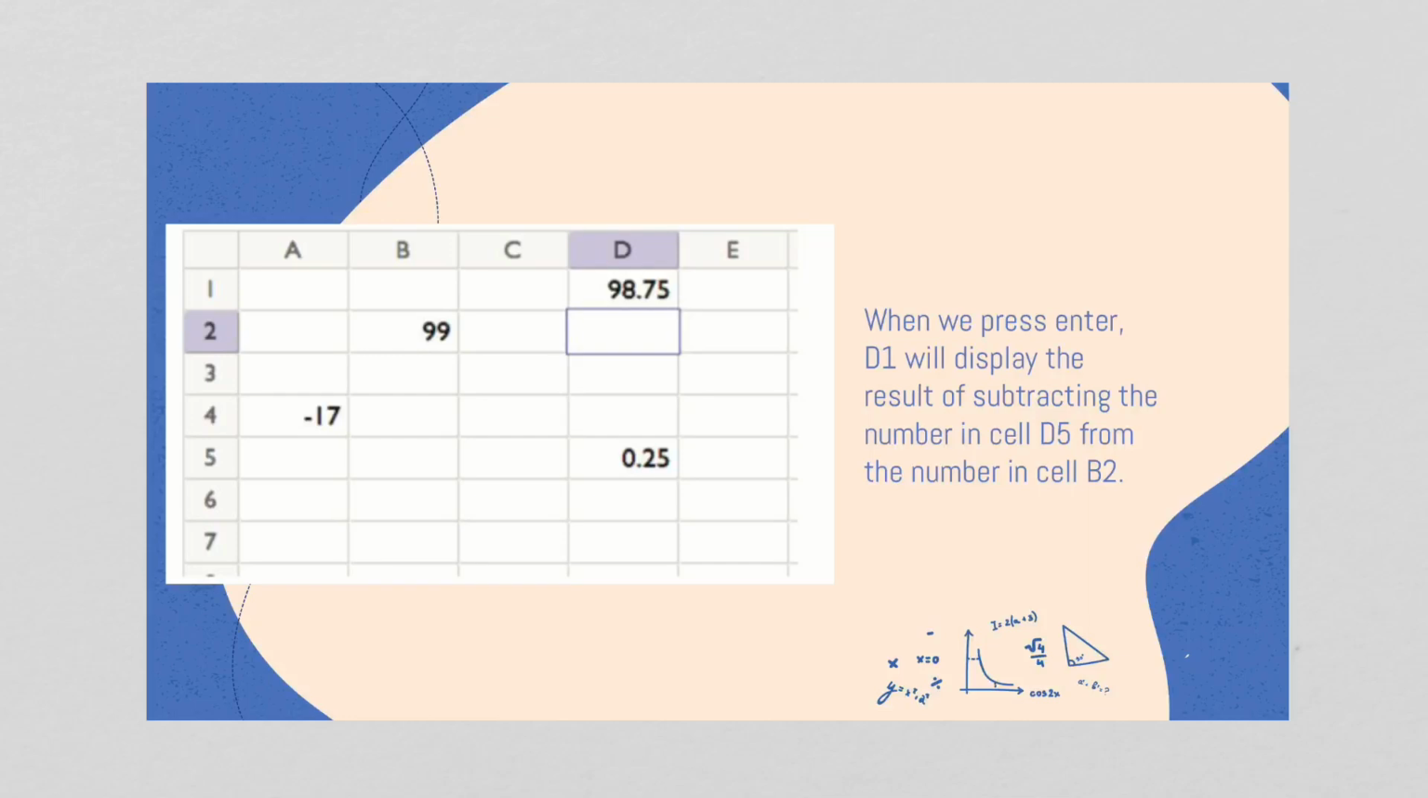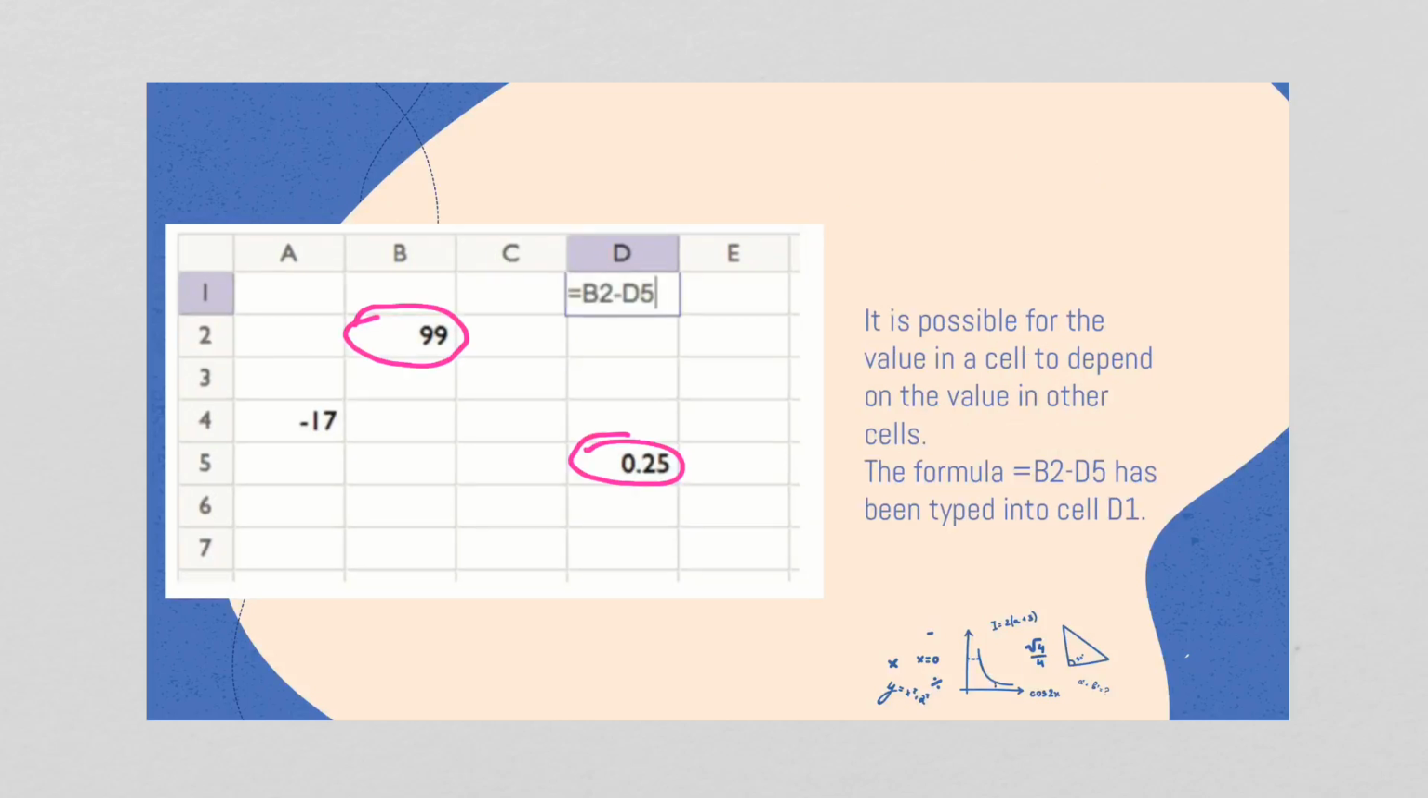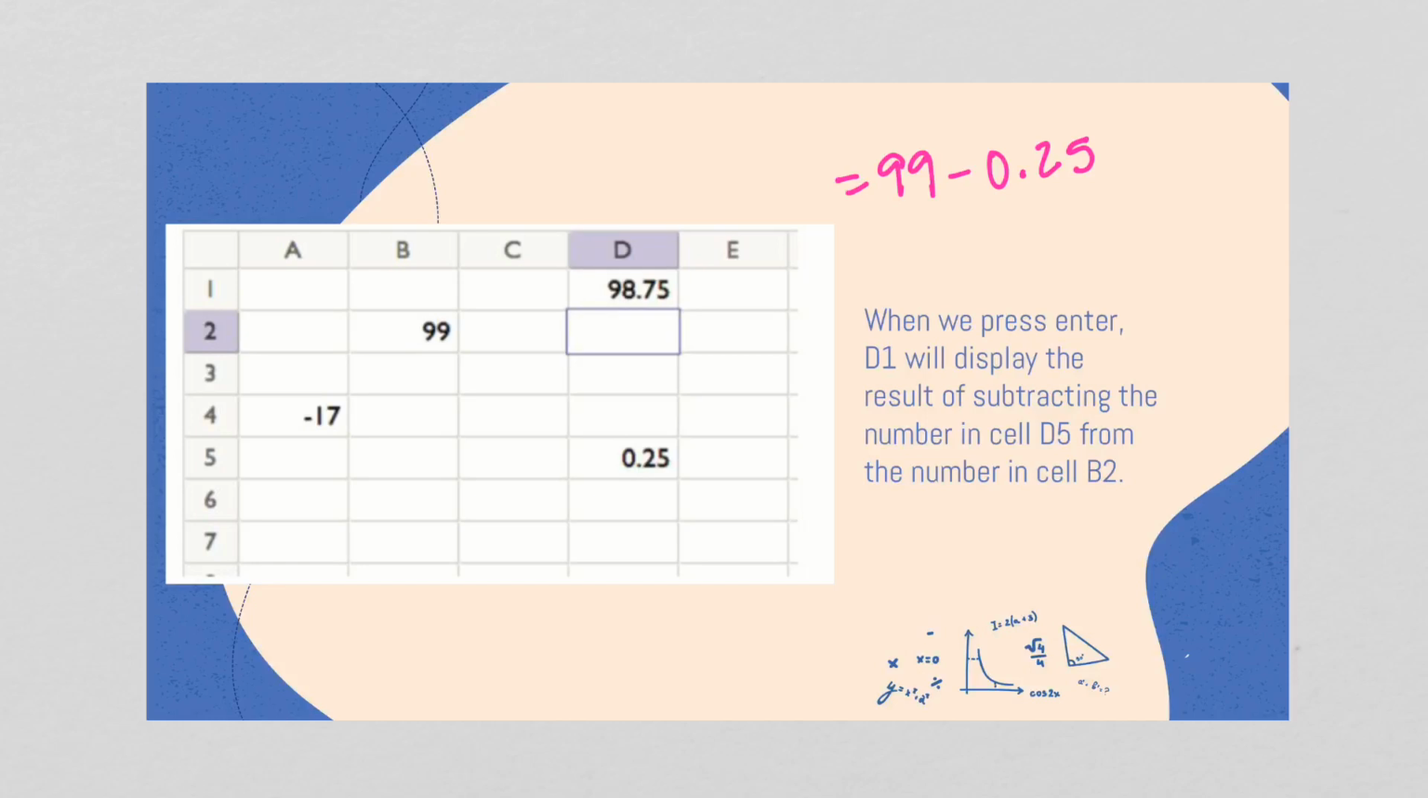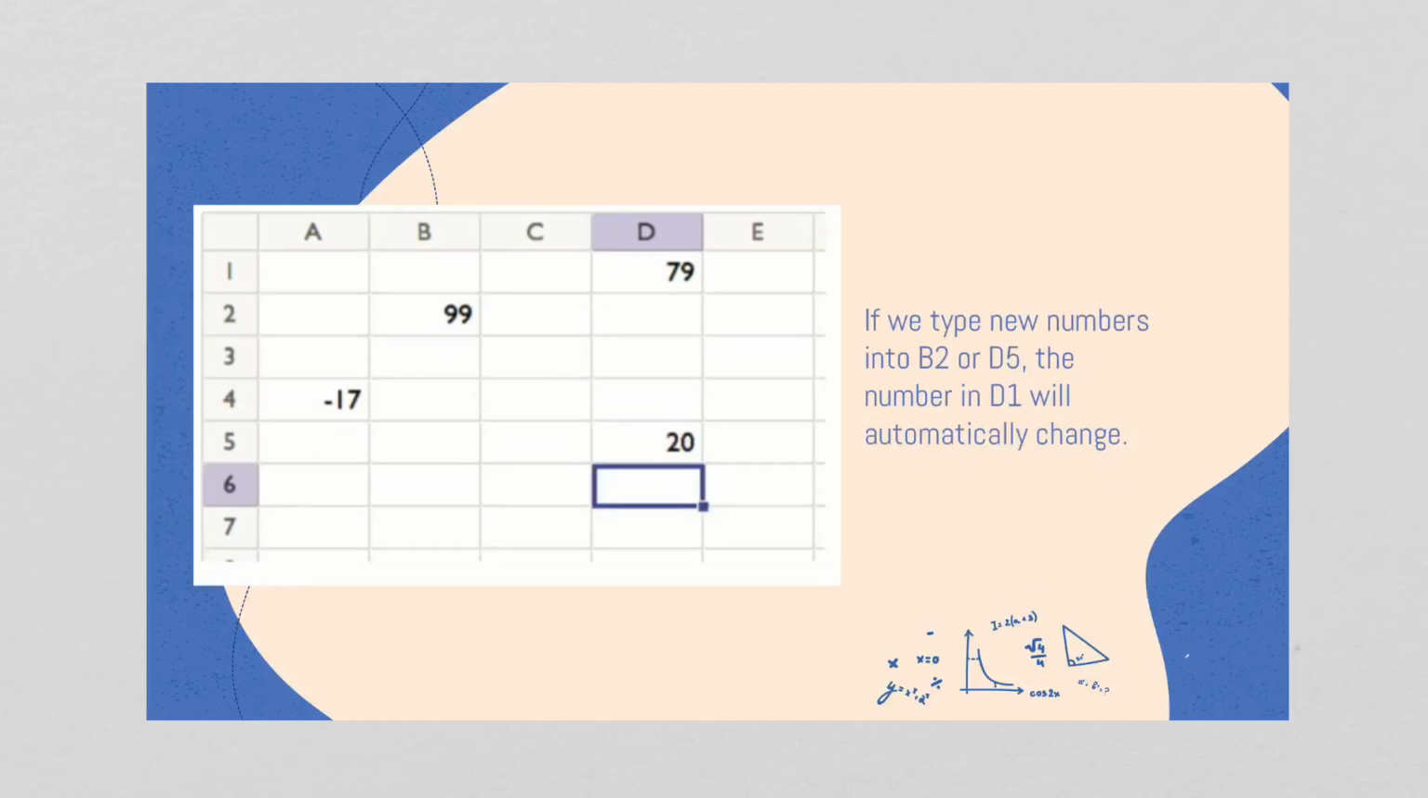So in D1, they have 99 minus 0.25. So they got 98.75. Okay, so once you hit enter, it's going to do whatever you put in there. You have to put, let me go back a slide. You have to put this equal sign first. Equals, and then the cell minus the cell, or multiplied by the cell, or any mathematical function. Okay, so let's go on to the next slide.